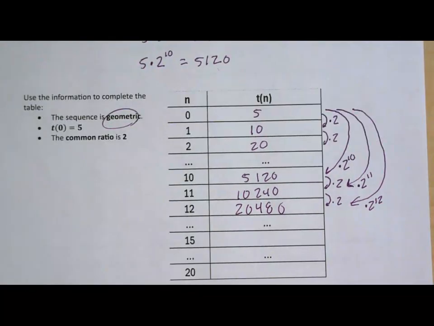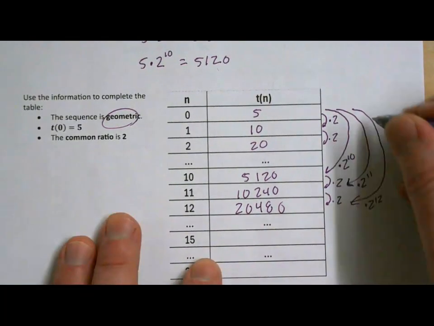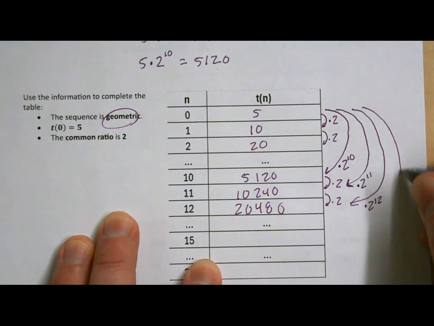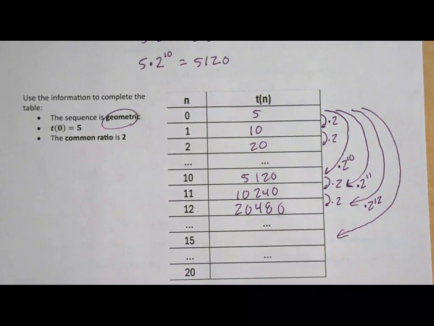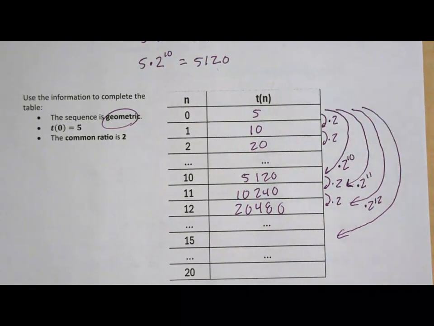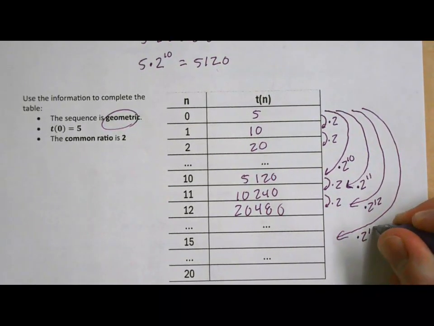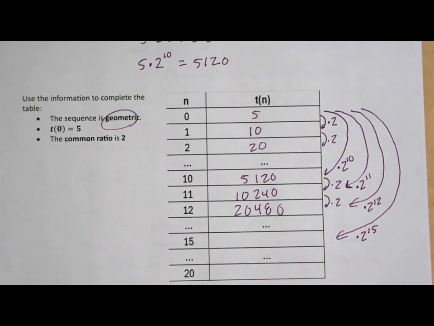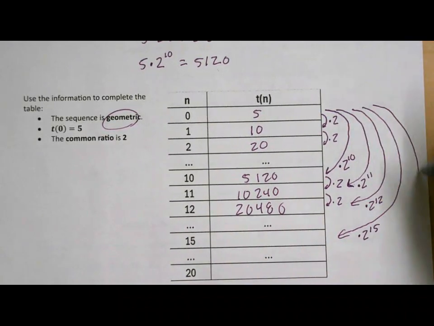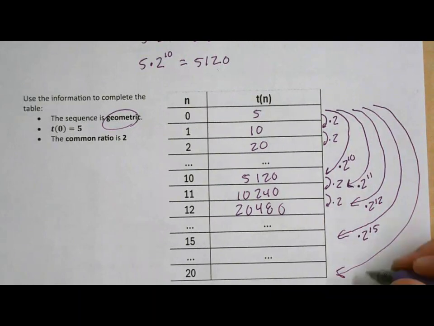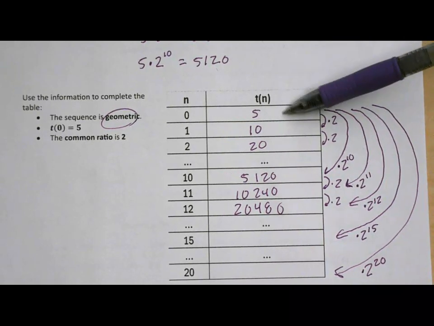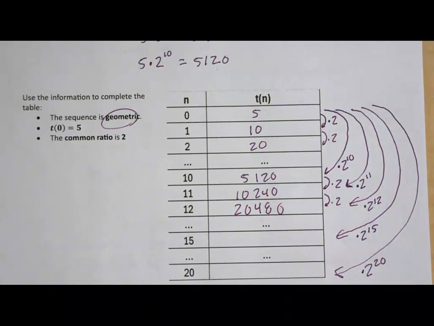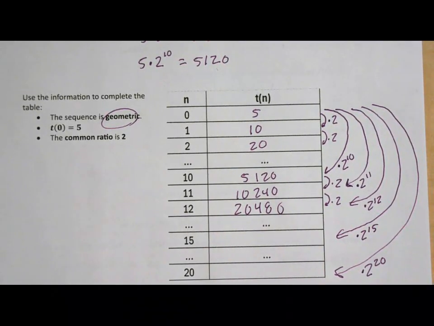All right, so please use your calculator. These numbers are going to get really big. To find the 15th term, you're going to start at 5, and you're going to multiply times 2, but 15 times. And then do the same thing to come up with your 20th term. Remember, we're always starting at 5 and multiplying by 2 to a power, and that power is just whatever term number we're looking for.